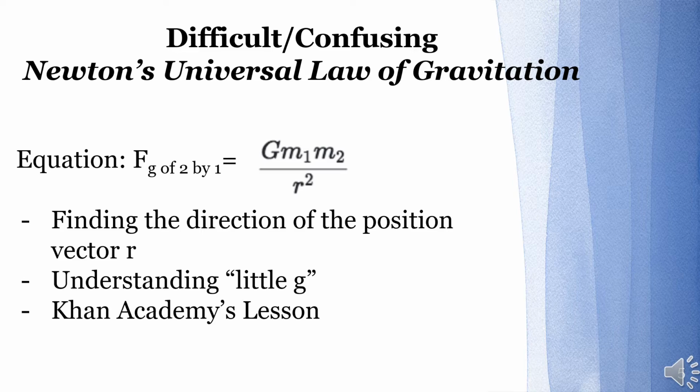The concept I found most difficult and confusing was Newton's universal law of gravitation, which follows this equation. It took me a couple rewatches to fully grasp how to find the direction of the position vector r using a third origin or reference point. I also had a hard time understanding why little g works, but what really helped me was Khan Academy's lesson on Newton's universal law of gravitation, which lays out the definitions, equations, and even common misconceptions of everything.